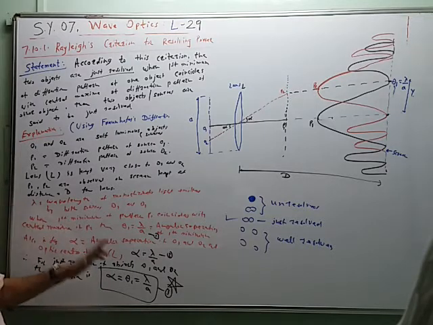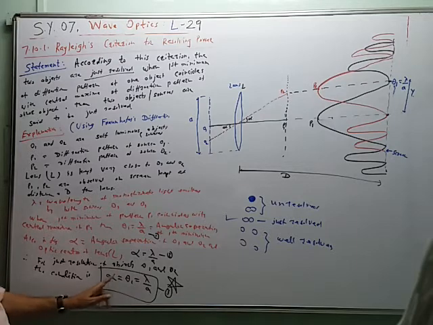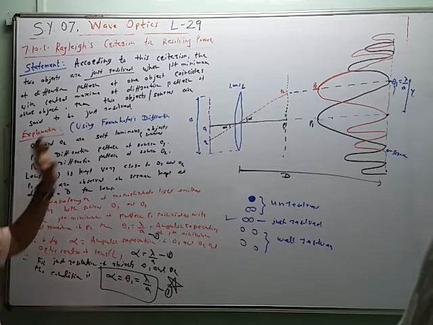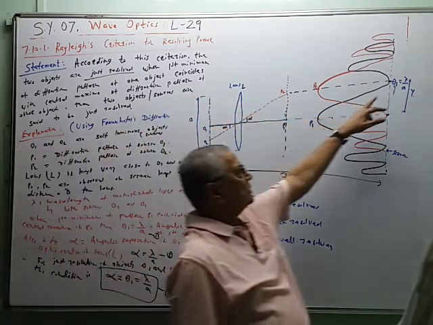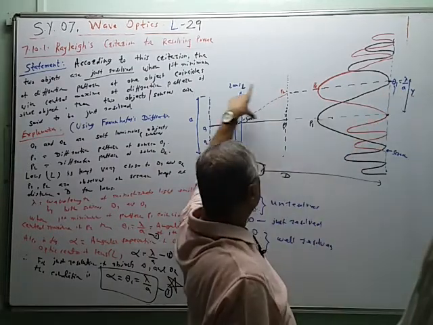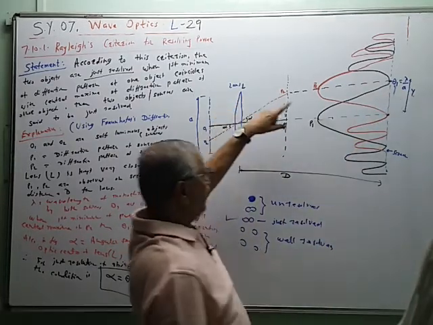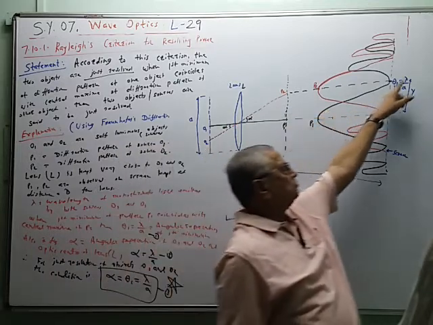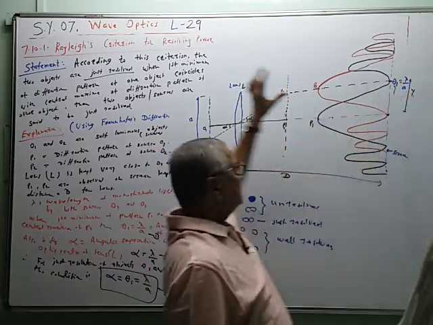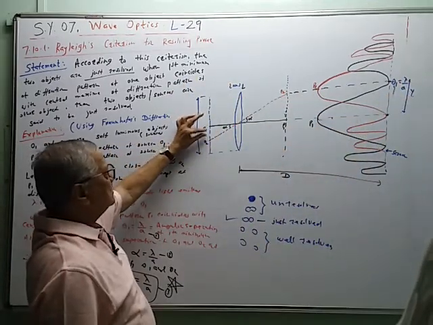What are the three cases when alpha is not equal to theta 1? Alpha is less than theta 1, what will happen? When alpha becomes less than theta 1, theta 1 is fixed because it depends upon the wavelength and the aperture. So lambda and A are constant. Only alpha is the variable. We can change the distance.